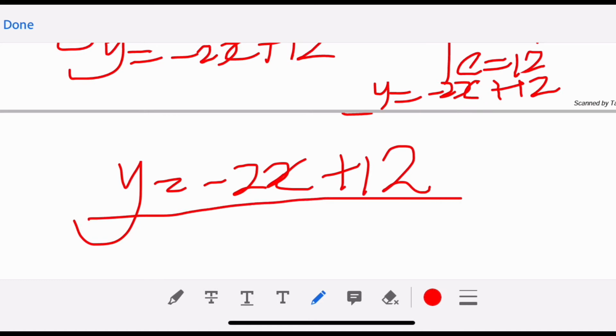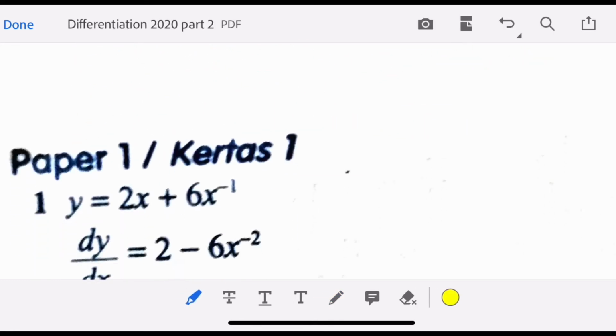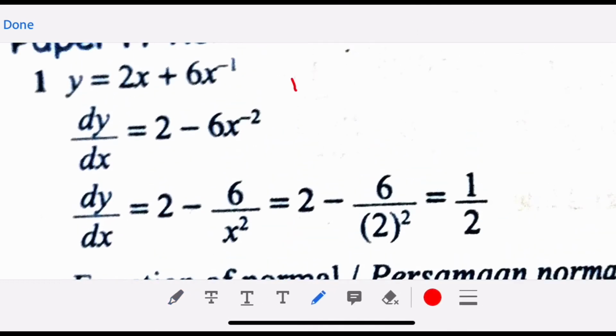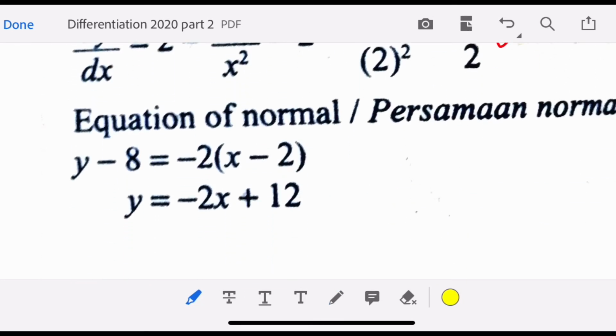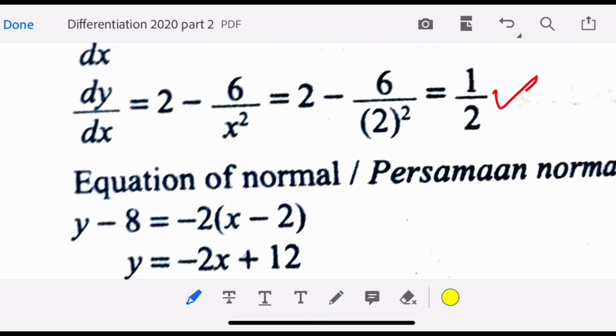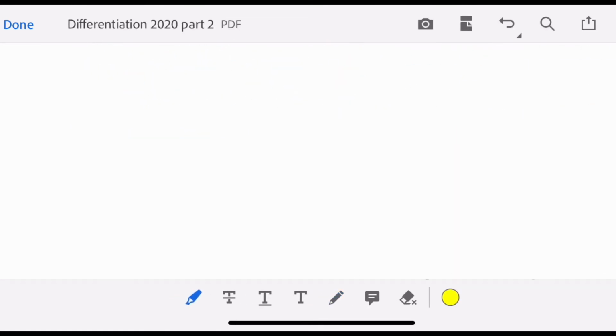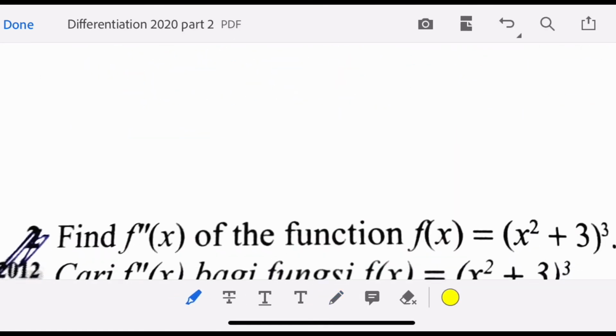So in future, if you see a question with tangent and normal, this is how you do it. Paper 1 very famous. These are the answers that I want to show you. Differentiate, you get 1 mark. Then you find your dy/dx, you get 1 mark. And then you form the equation of normal, you get another 1 mark. So altogether you got 4 marks for the Paper 1 question.